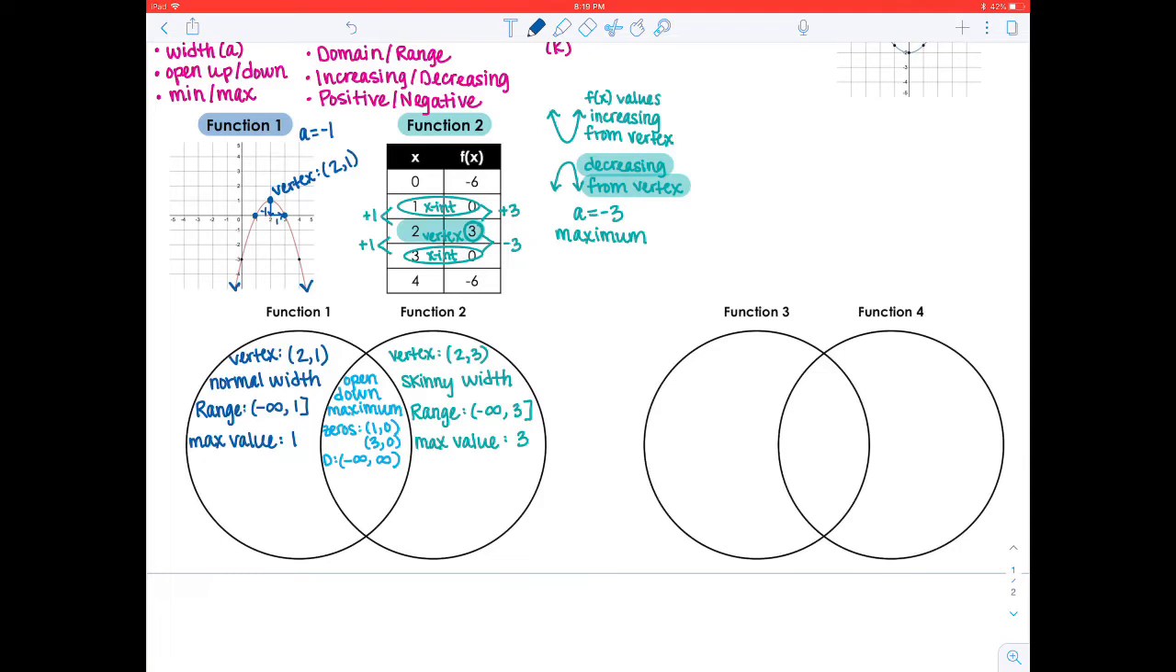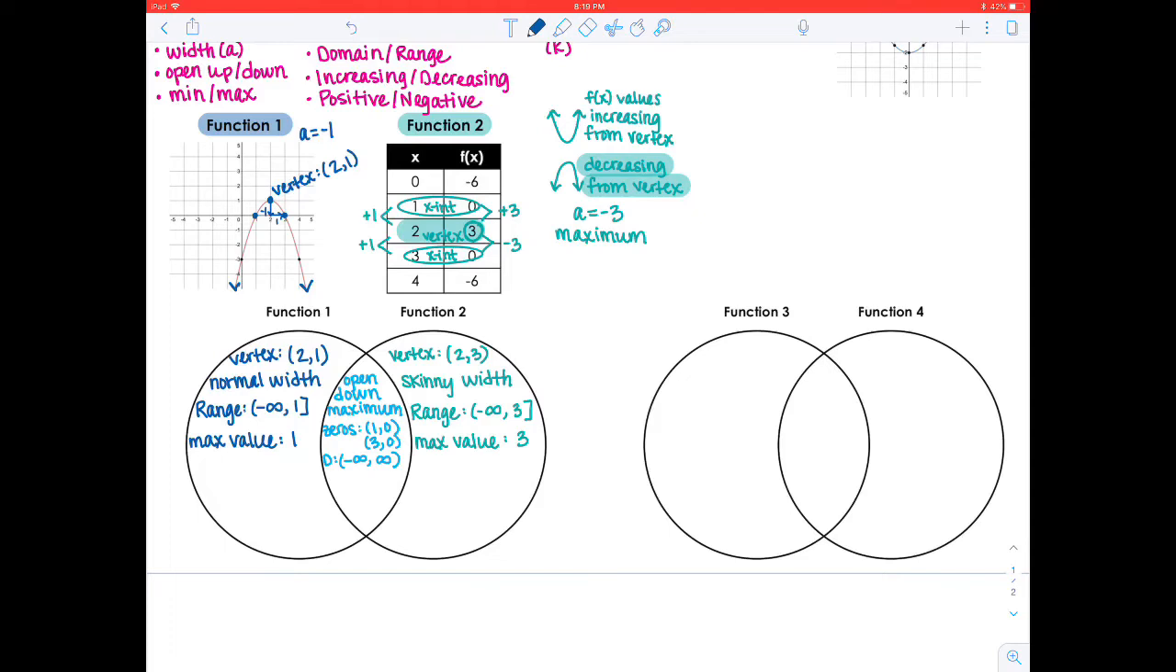Now, when you are writing your increasing, decreasing, and positive and negative, remember that as long as you know what the zeros are, that's going to help with your intervals for positive and negative, because that shows you where the graph changes from being below the x-axis to above the x-axis. And then for increasing, decreasing, that changes at the vertex. So as long as you know what your vertex is and your zeros are, you can determine your increasing, decreasing, and positive and negative. Super easy.